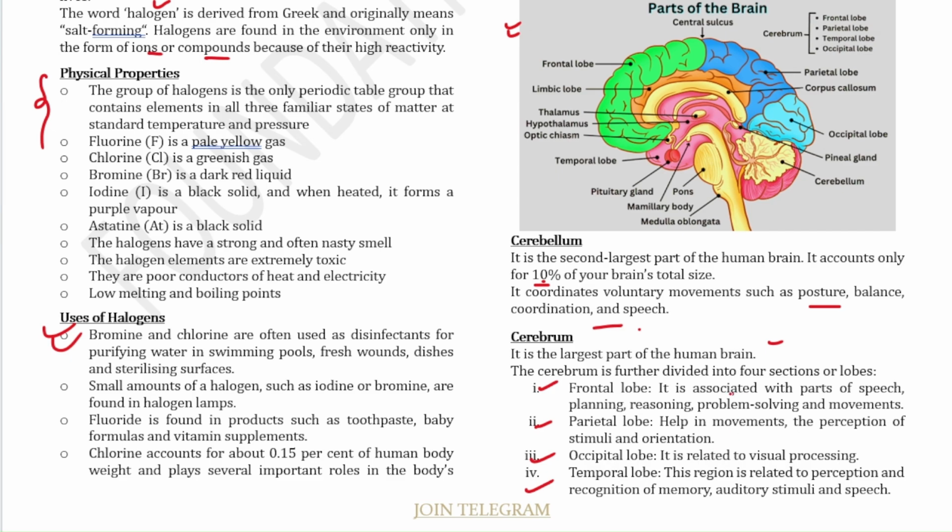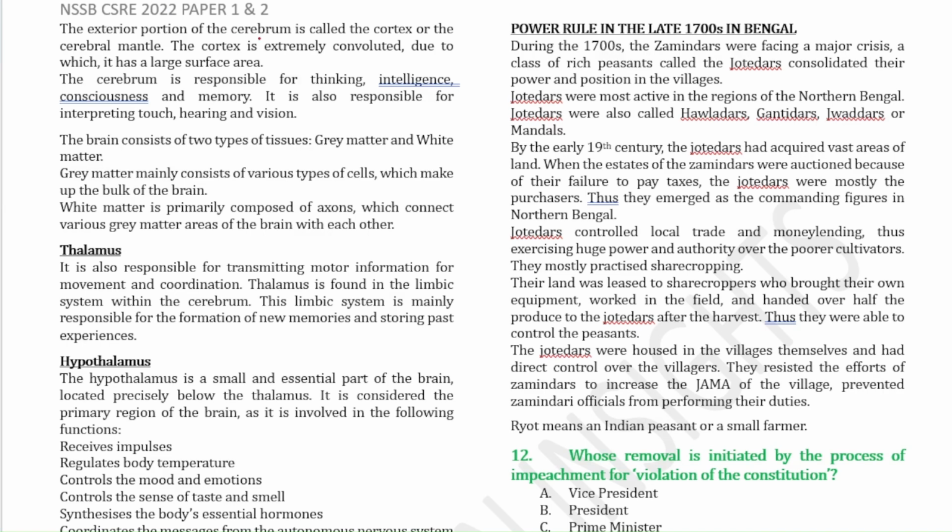So the functions are given here. You can go through these points. The exterior portion of the cerebrum is called the cortex or the cerebral mantle. So that's why we chose the option cortex, okay, in the above question. Now cerebrum is responsible for thinking, intelligence, consciousness, and memory. It is also responsible for interpreting touch, hearing, and vision.